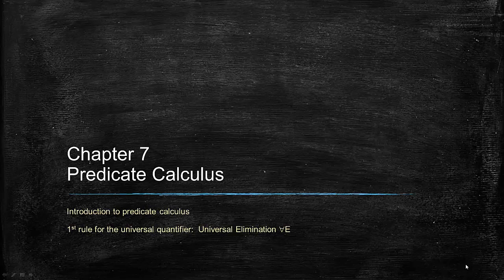All right, so we're going to move into the final section of this course, the predicate calculus, where we learn to do proofs in predicate logic. In this lecture, we're going to focus on one of our new rules, which is the rule of universal elimination.